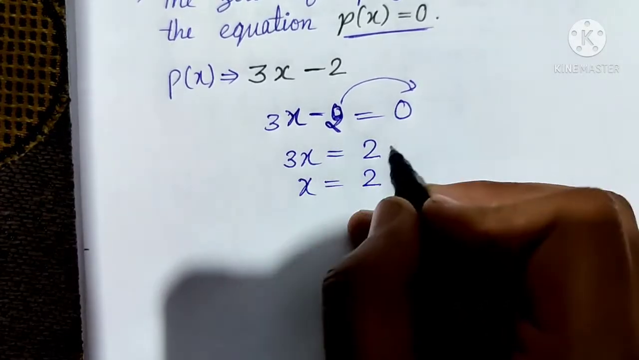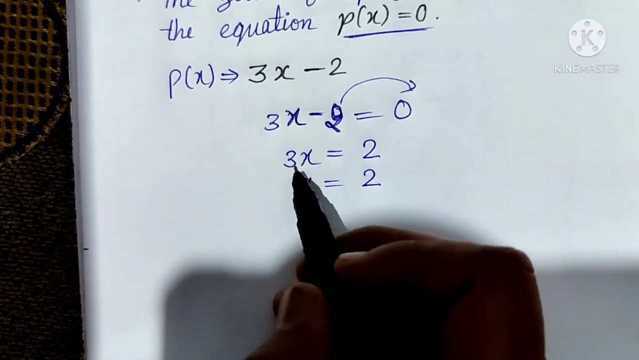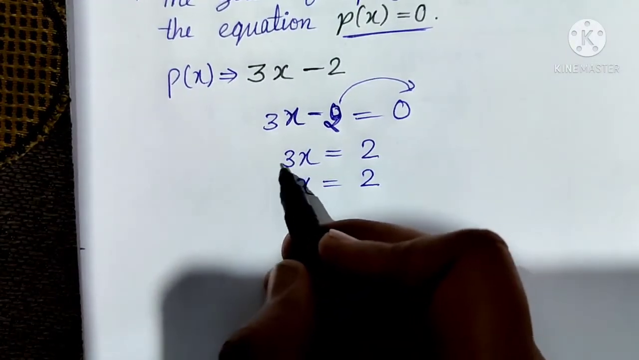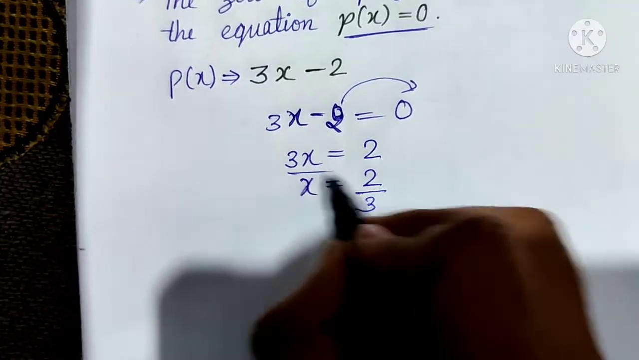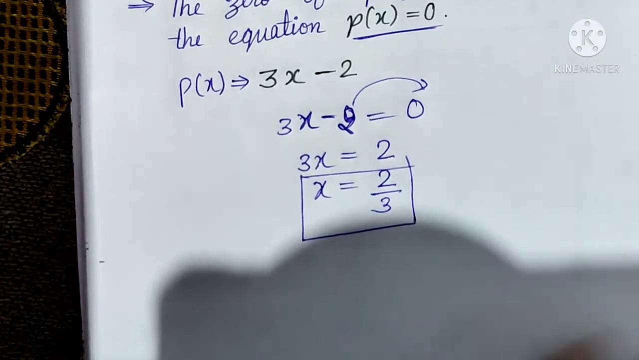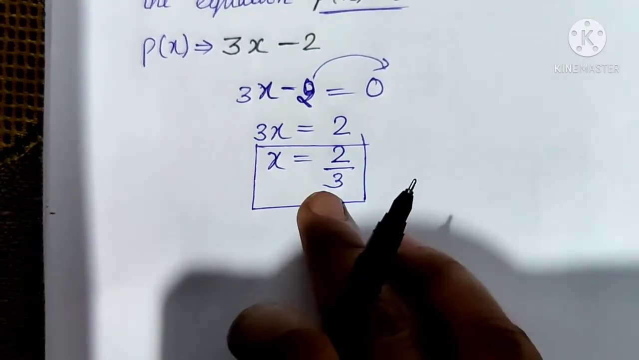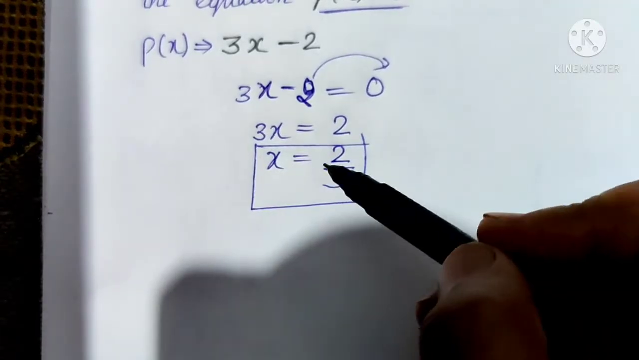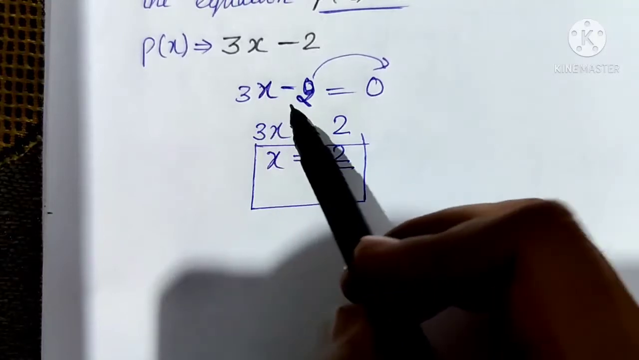This 3 I will move this side. Now here this 3 is in which relation with the x? Right now it is in multiplication relation. So when it goes to the right hand side, it will come in divide. So x value came 2 upon 3. Now what does it mean? It means if I put this 2 upon 3 in place of x, this polynomial can become 0.